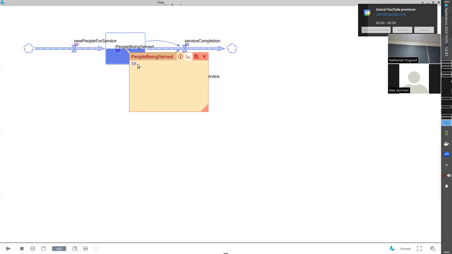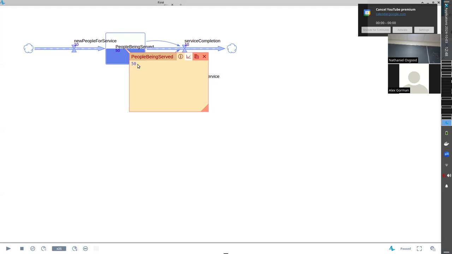If I start at 50 here, what will it do? How will the inflow compare to the outflow? If it's 50, how many people are coming in per day? 10. And if the stock is of value 50, how many people are leaving per day? 5. Why 5? Because the outflow is 50 divided by 10, the mean time. The inflow will be bigger than the outflow. So if the inflow is bigger than the outflow, will the stock be going up or down? Up. It'll be going up until the inflow equals the outflow, at 100.